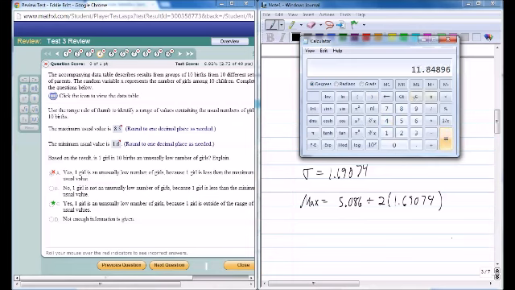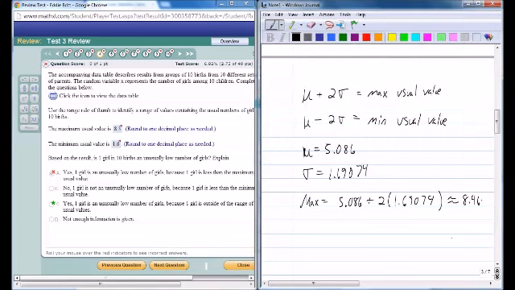Okay, I pushed equals too many times. The first time that I pushed equals, it did say 8.4 something. So I'll do that real quick: plus 2 times 1.69074. Alright, 8.46748, so about 8.467. If I want to round that to one place, I think that's what the test wants me to do, that'll be 8.5. So the maximum usual value is 8.5.